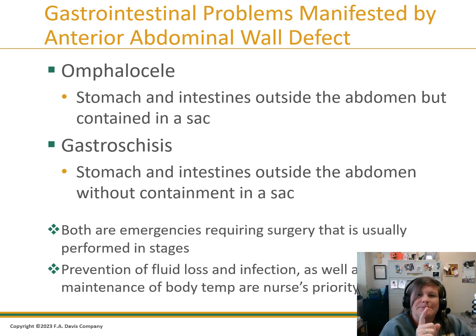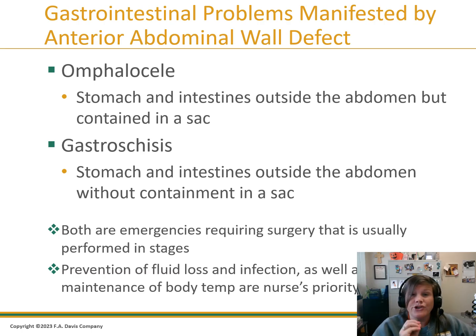Okay, so an omphalocele is when the stomach and intestines are outside of the abdomen, but they are contained in a sac. So basically, these abdominal contents did not form within the abdomen. They are sticking out, but they're contained in a sac. Gastroschisis, same thing, stomach and intestines outside the abdomen, but there's no sac containing them. Both are dangerous, both require surgery and are considered emergencies, but the difference is the presence of the sac versus the absence of the sac.